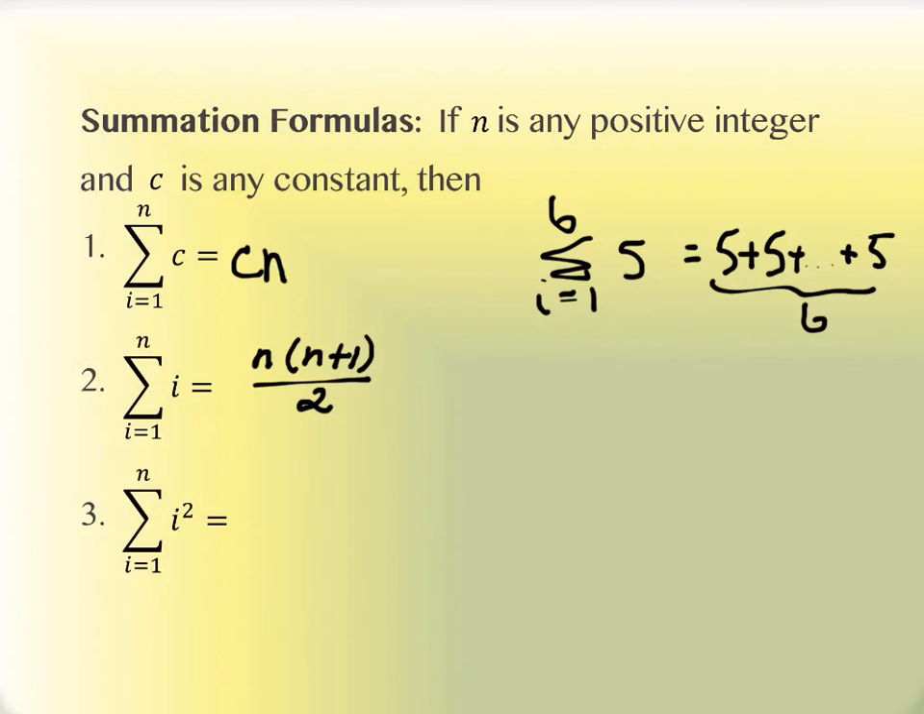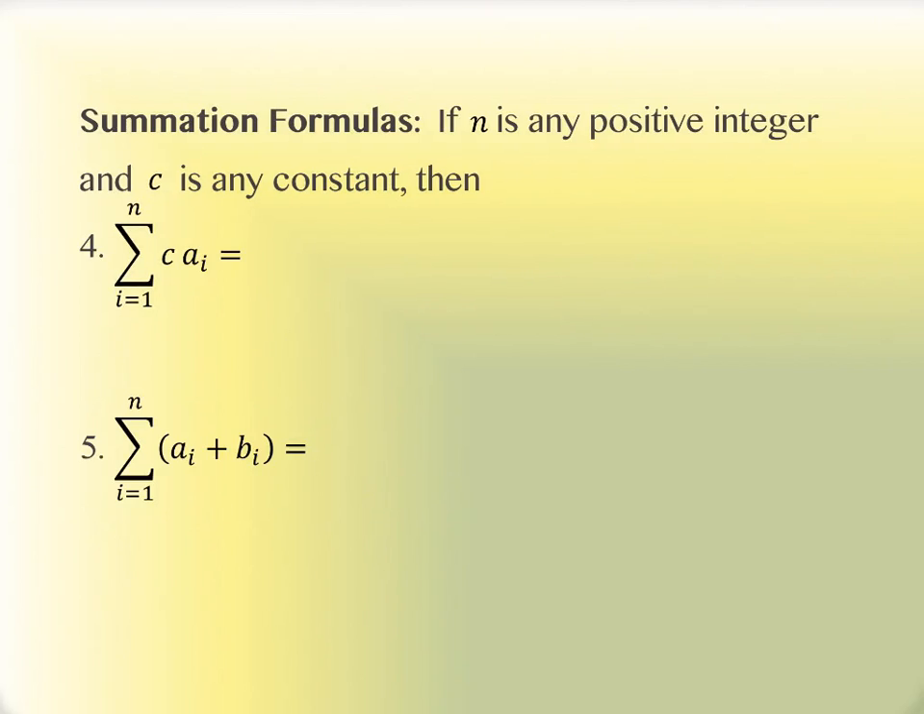Number 3, this one's squared now, right? And it's going to look similar to number 2, but it's sort of an extension of that. So you're going to have an n and an n plus 1 in the numerator. You're also going to have a 2n plus 1. And it ends up being divided by 6. This is the sum of the squares. So you have things like 1 plus 4 plus 9 plus 16 plus 25, all the squared terms added together. And you can condense that by writing out n times n plus 1 times 2n plus 1 over 6.